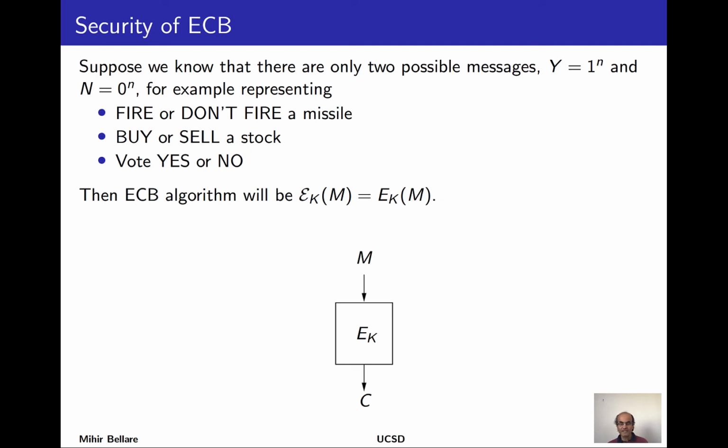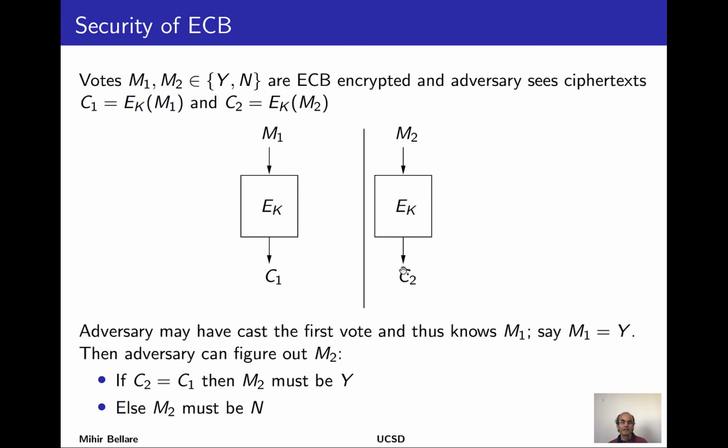Here, the message is one block long. So when you run electronic codebook mode, you're just running the block cipher on that one block. So encryption, which is the script E, and the block cipher, which is the normal font E, just become equal to each other.